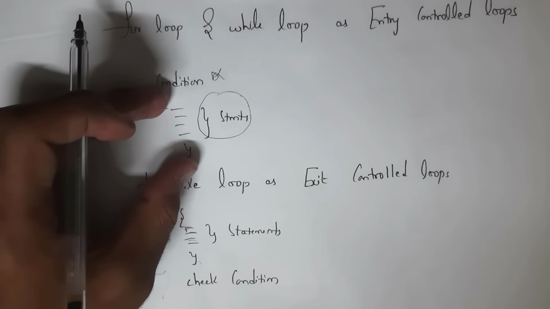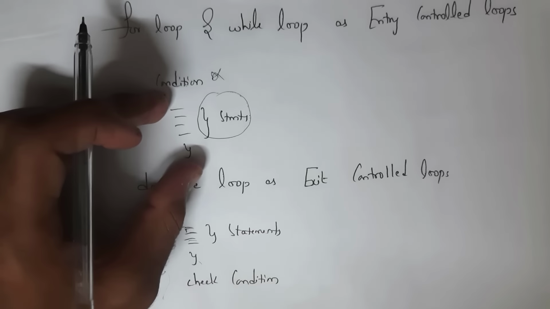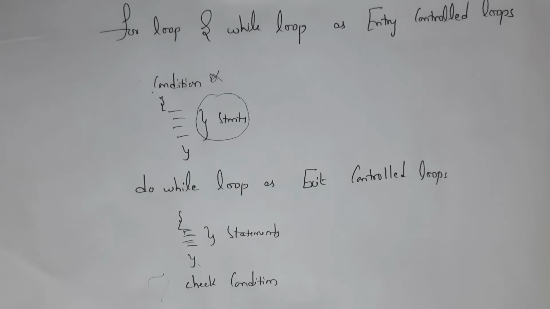Only if the condition is true will the statements present inside this loop be printed. But for an exit control loop, at first it will print the statements. After printing the statements, it will check whether the condition is true or not. I will explain this do while loop.